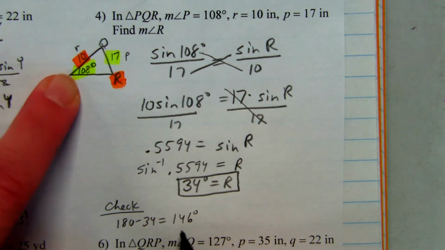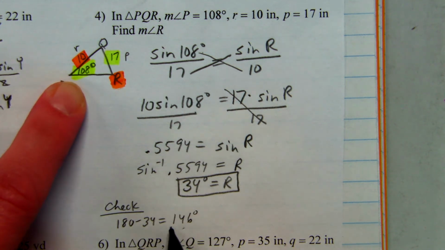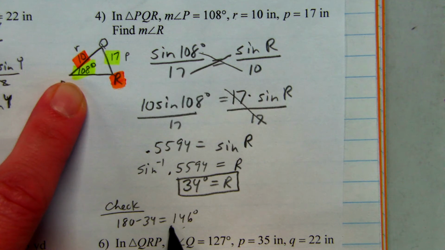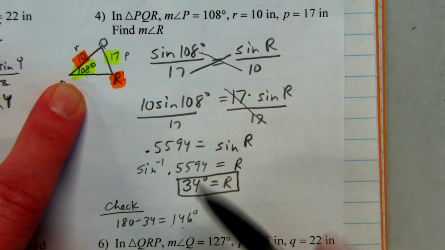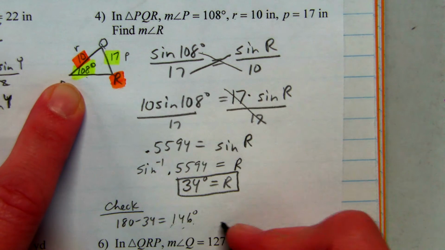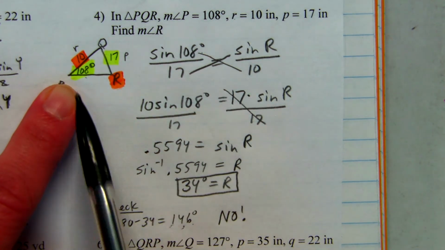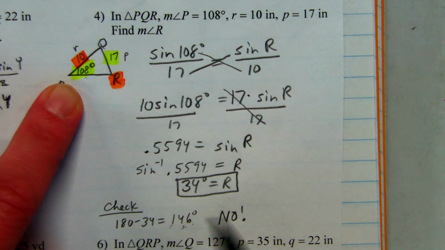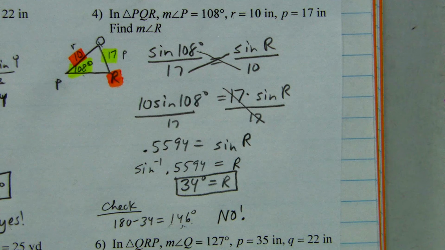Do I really even have to add those up to know that they're more than 180? That's going to be well over 200. I can already see that's almost 150, and I've got a little over 100. That's a big fat no, because this angle is not going to work with the original 108 that we had. You cannot have two obtuse angles in the same triangle, so that one is a no. So 34 degrees is my answer, and that's it.